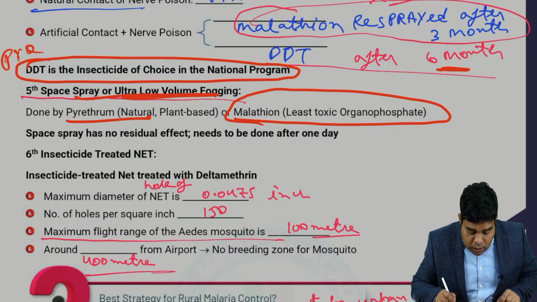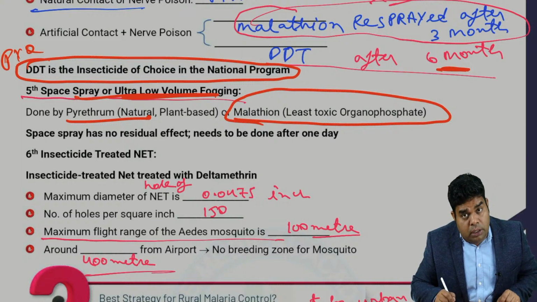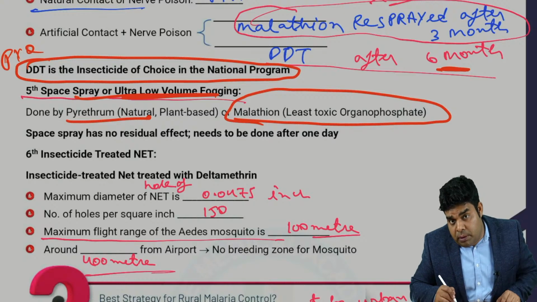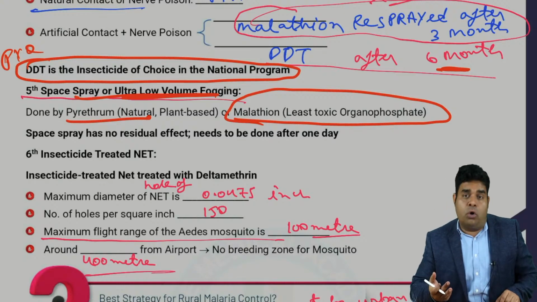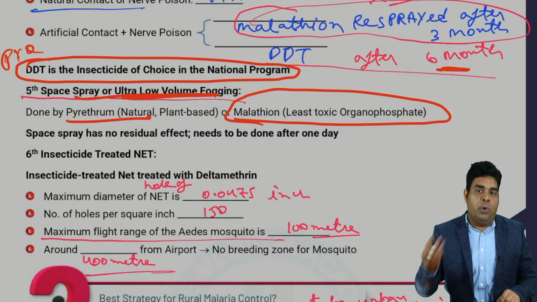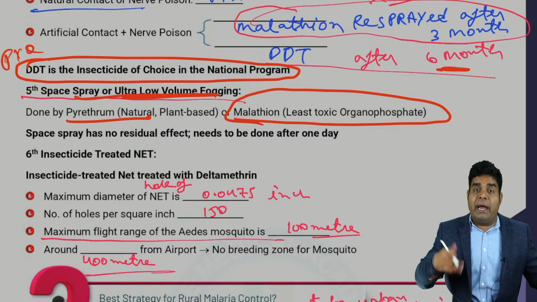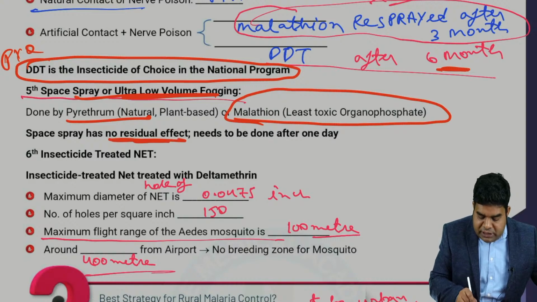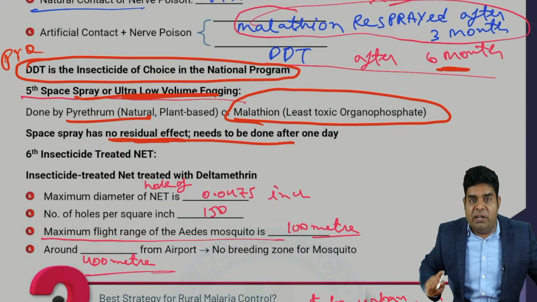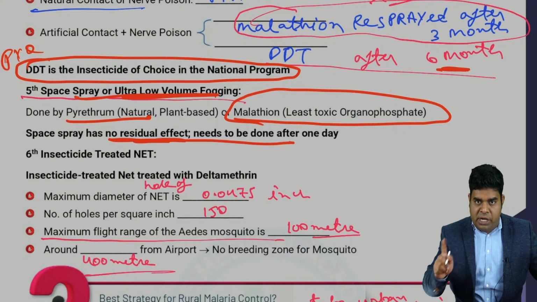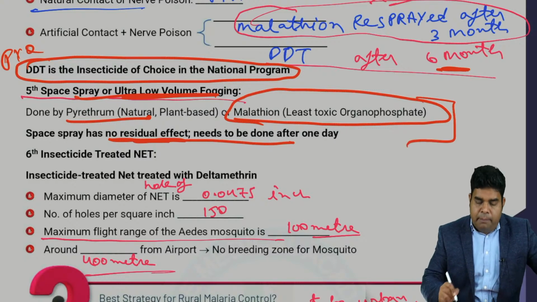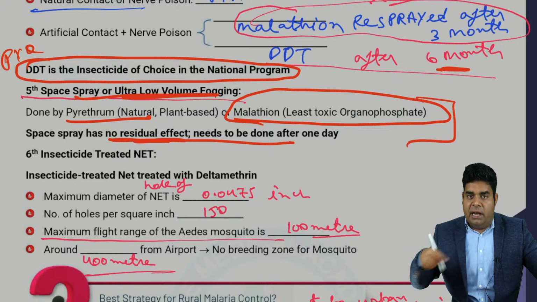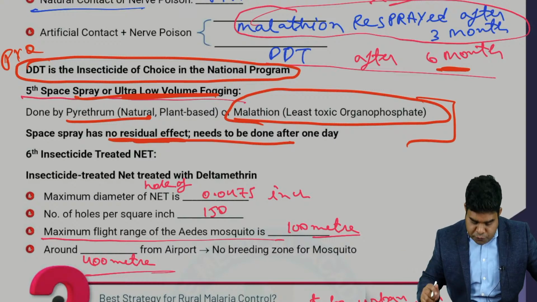Suppose they came to your colony and did space spray today, after how many days should they come back and do it? They should come back tomorrow because space spray goes into space, it does not have a residual effect. This question has been asked in ICT. Remember, space spray should be done every day. That's why it's not so useful.